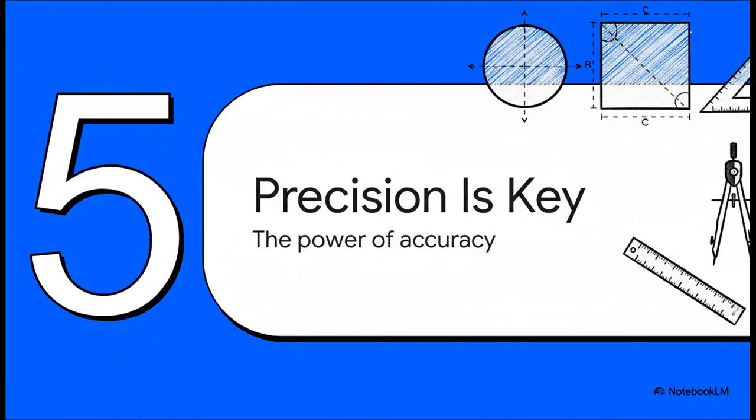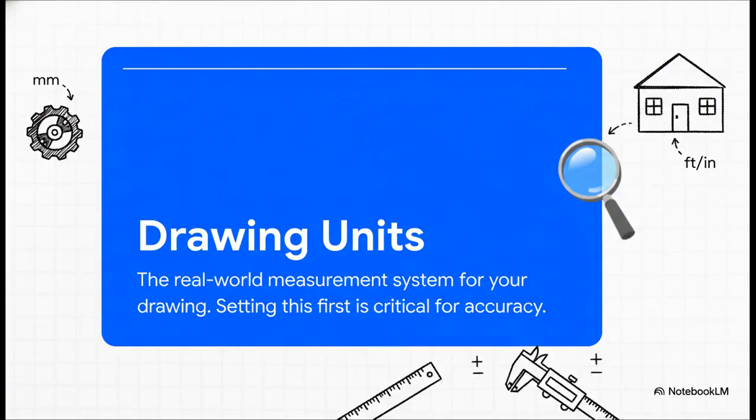But here's the thing. Just drawing some lines and circles, that's just the beginning. The real, true power of AutoCAD isn't just making pictures. It's about drawing with absolute, measurable precision. That's what separates a simple sketch from a professional blueprint. Before you draw a single thing, you have to answer one critical question. What are my units? Are we working in millimeters to design a tiny gear, or are we working in feet and inches to lay out a house? Getting this set up first is non-negotiable.